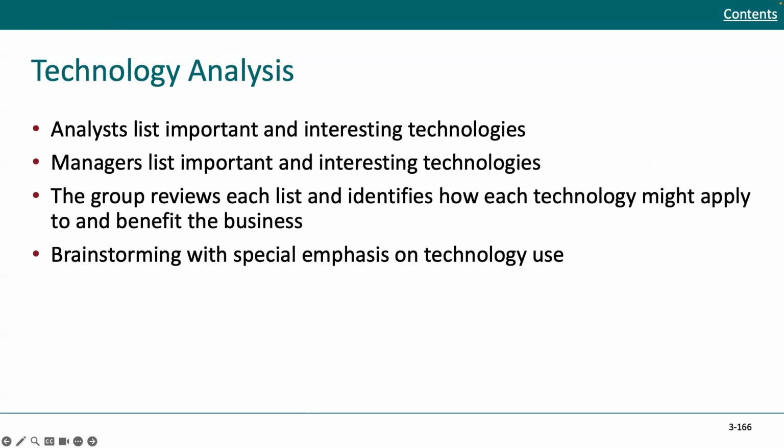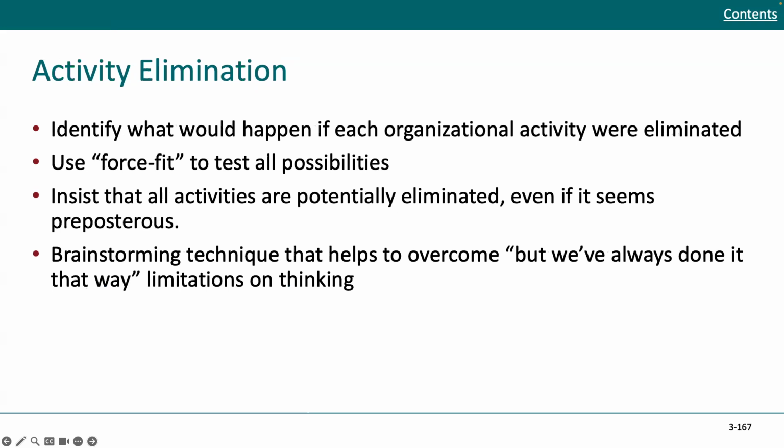For technology analysis, the analyst or system engineer lists important and interesting technologies. The manager lists important and interesting technologies. The group reviews each list and identifies how each technology might apply to and benefit the business. So system engineers or analysts, and managers, you can compare their points of view, and brainstorm with special emphasis on technology use. And so start to think of what if we add the latest and greatest type of technologies that we could leverage.